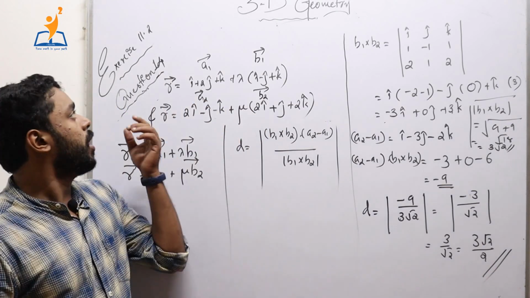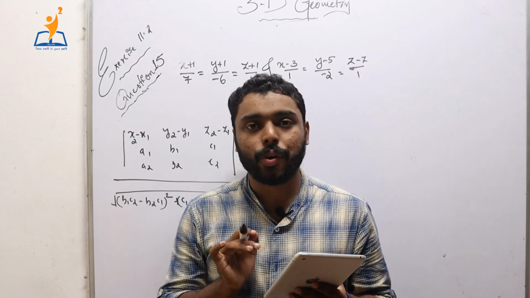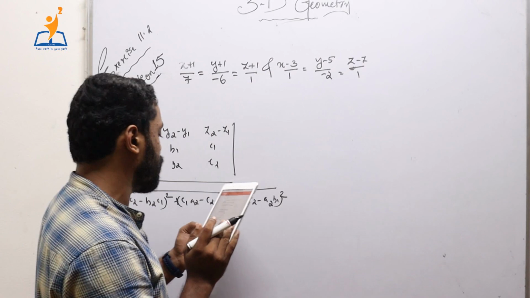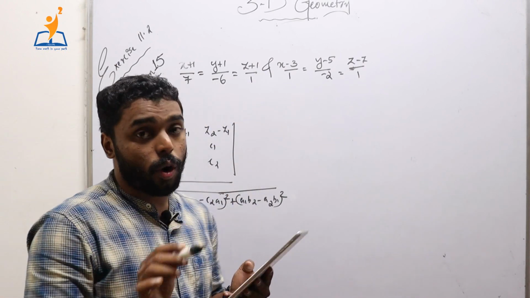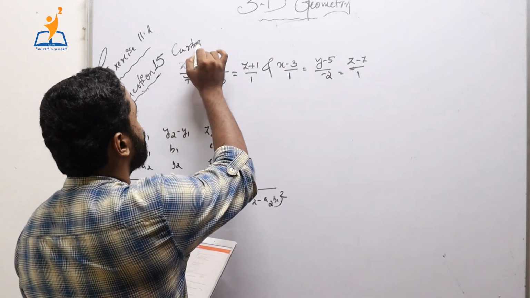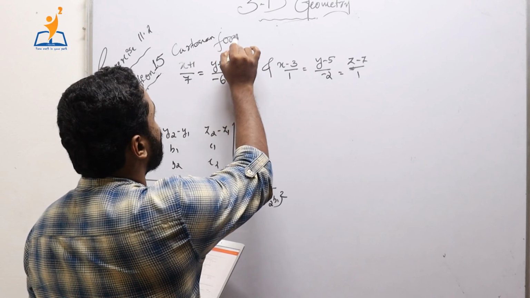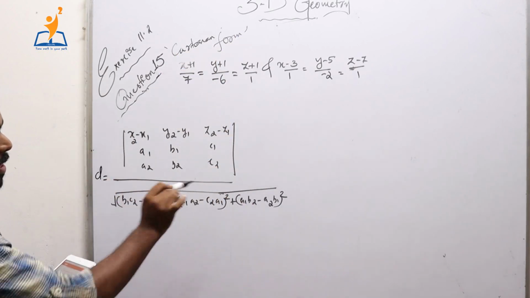Now we shall move to question number 15 of this session. Moving on to the 15th question of your textbook: find the shortest distance between these two lines. Note that these two lines are given in the Cartesian equation form, so we need to apply the Cartesian equation to find the shortest distance. This is the Cartesian equation.